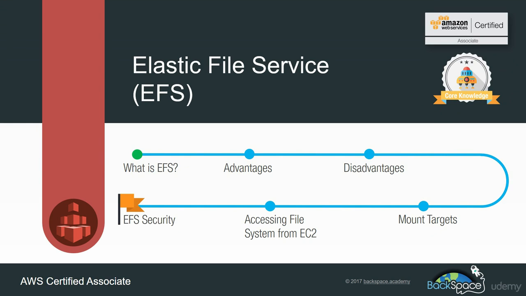In this lecture on Elastic File Service, I'll start by explaining what EFS is and the advantages and disadvantages of EFS. And then I'll talk about mount targets and how we use those to communicate from our subnets through to the Elastic File System. And also talk about how we can access our file system from the EC2 Linux operating system, and then I'll finally talk about the security features of EFS.